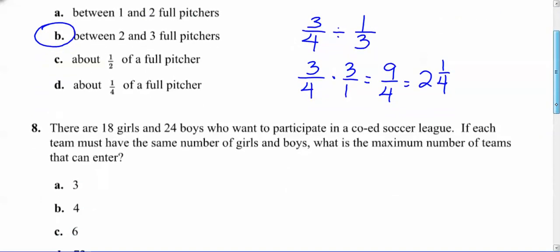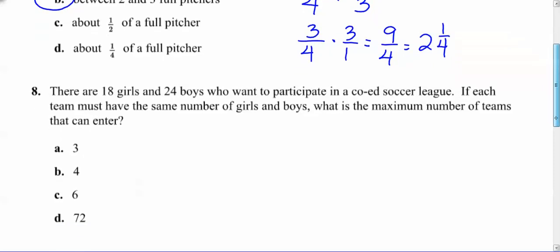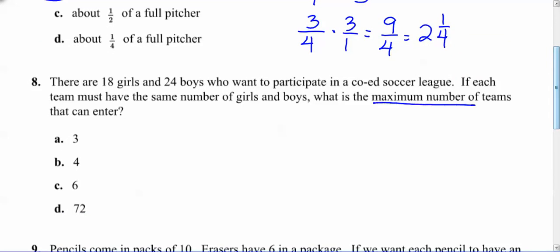All right, the next one says there are 18 girls and 24 boys who want to participate in a co-ed soccer league. If each team must have the same number of girls and boys, what is the maximum number of teams that can enter? So this is a greatest common factor question because it's asking the students to figure out how to split these people into equal teams.